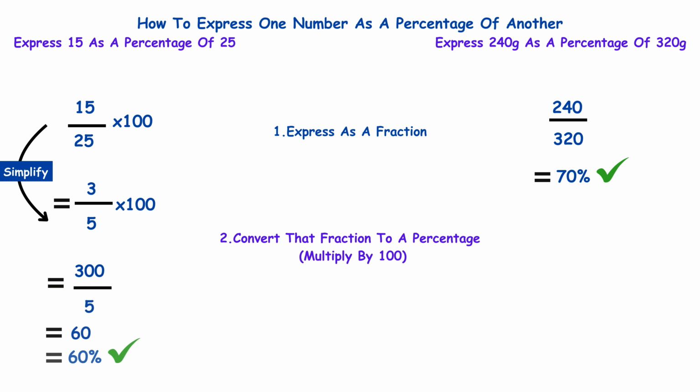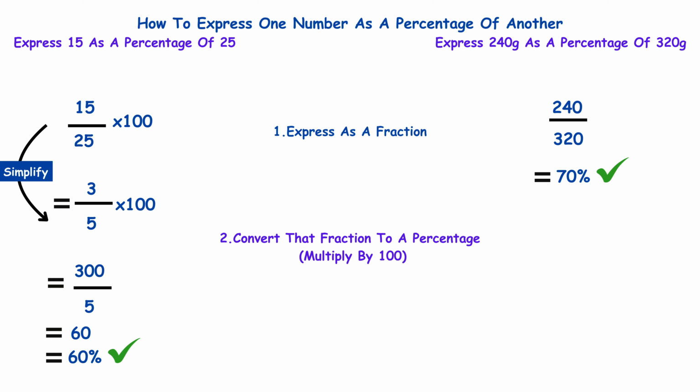In this video, we are going to look at how to express one number as a percentage of another number, such as expressing 15 as a percentage of 25 or expressing 240 grams as a percentage of 320 grams. The idea behind these types of problems is to begin by expressing the numbers as a fraction and then convert that fraction into a percentage by multiplying it by 100.